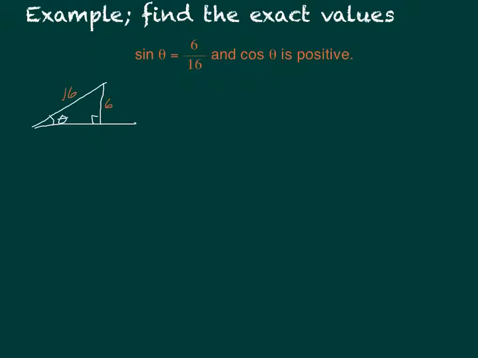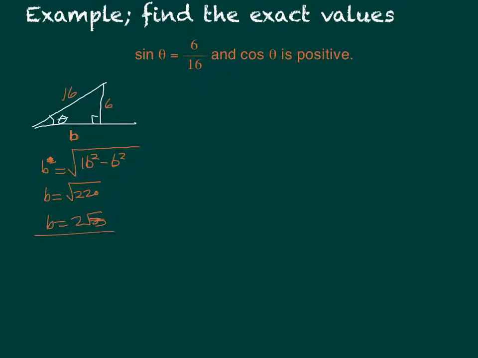Well, cosine is going to deal with this value right here. We'll call it b for now. Well, that's just going to be the Pythagorean Theorem. So we know that b squared is going to equal 16 squared minus 6 squared. So if I solve that, sorry, that's going to be b when you take the square root. B is going to equal the square root of 220, which simplifies to b equals 2 square root of 55.